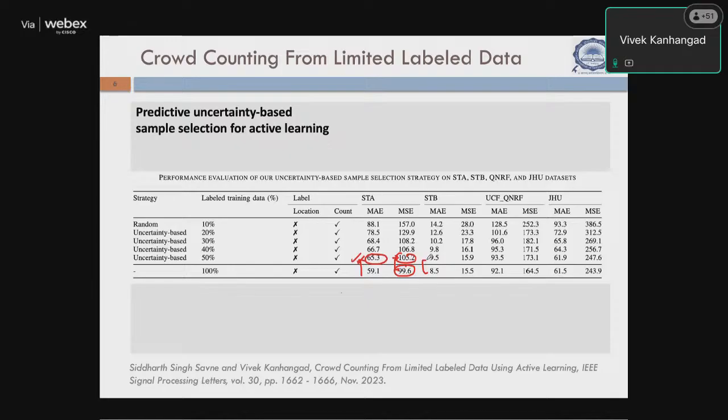Similarly, in some cases it's very close. For example, here, this is a very challenging data set compared to these data sets, and look at the performance here. With 100% we are able to achieve 61.5. With only 50% we were able to achieve 61.5 error. Again, this is an error, and this is slightly less than this, but then we are using 50% less data.